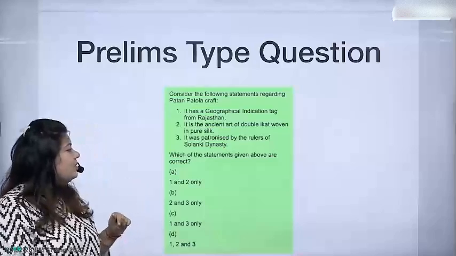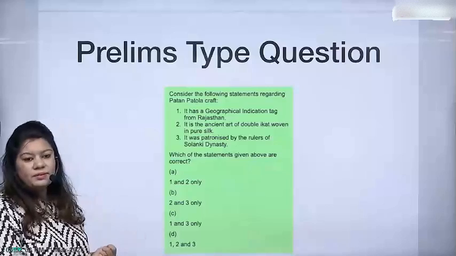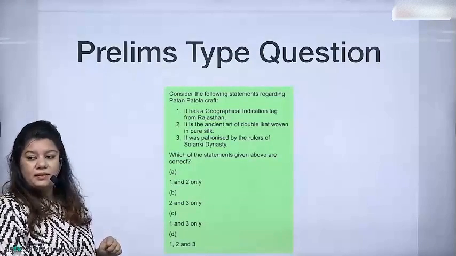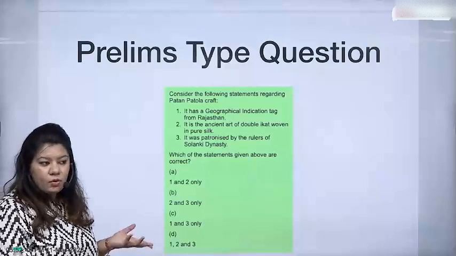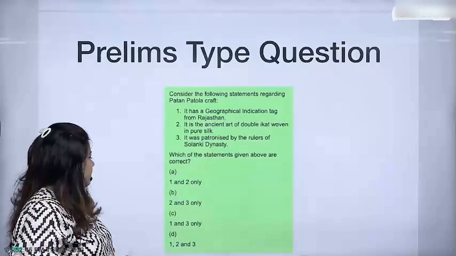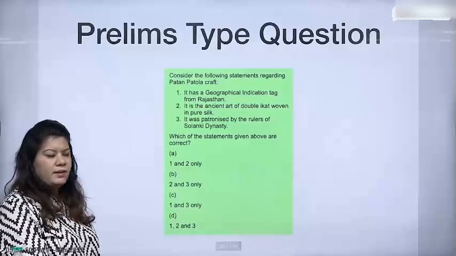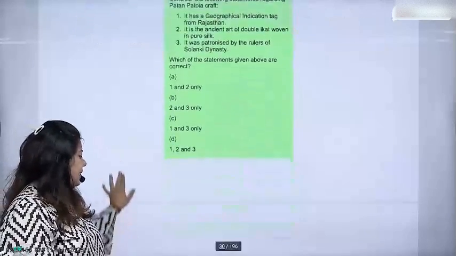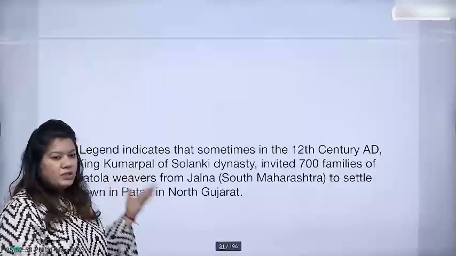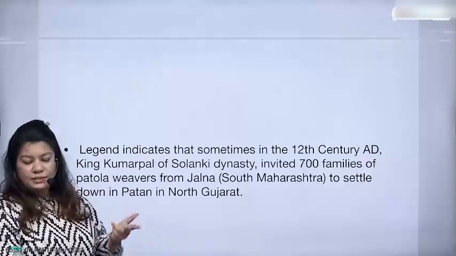Second, it is the ancient art of double ikat woven in pure silk. Yes or no? Third, it was patronized by rulers of Solanki dynasty. You will not know this. So if someone can eliminate one, they can come to the answer. Yes, 2 and 3 are correct. Whether it has GI tag? Yes, it has GI tag. But it does not have GI tag from Rajasthan. It has it from Gujarat.